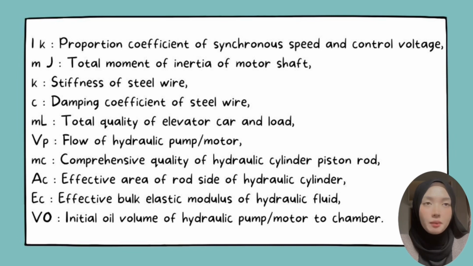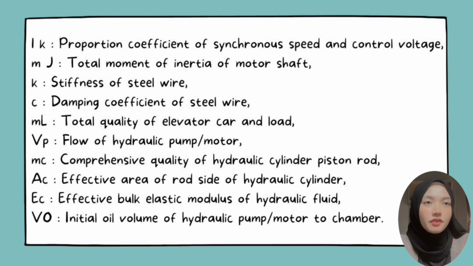Next is ML, which is the total mass of the elevator car and load. VP is equal to the flow of the hydraulic pump or motor. The seventh is MC. MC is the comprehensive mass of the hydraulic cylinder piston rod.